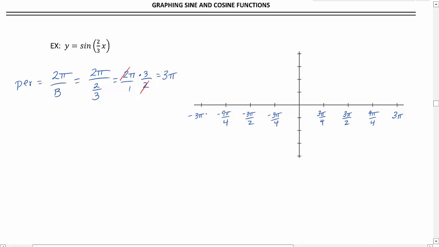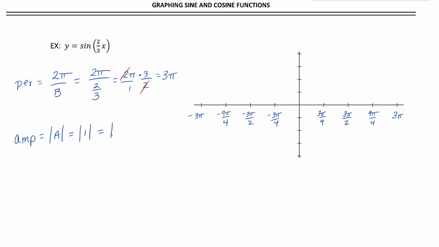Great. Now we want to identify the amplitude. It's the absolute value of A, and our A value this time is 1. You'll notice that this one, like the other one, does not have a phase shift or a vertical shift, so this will only involve one graph. Our max height is 1, our minimum height is -1, and we're ready to graph.